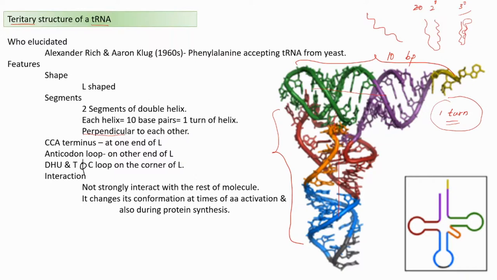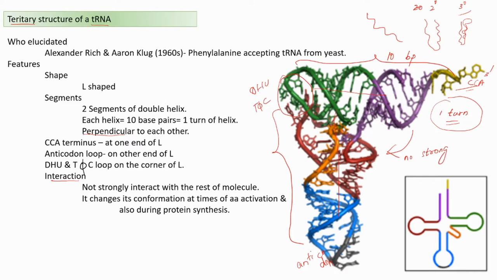Then the CCA terminus. At one end, the CCA terminal end is present. That's the 3' end. And the anticodon end is present at the end of the other segment. Then the DHU and TCC loops are located in this corner. And regarding the interaction, in what way is the CCA terminal interacting with the other segments? No strong interaction.